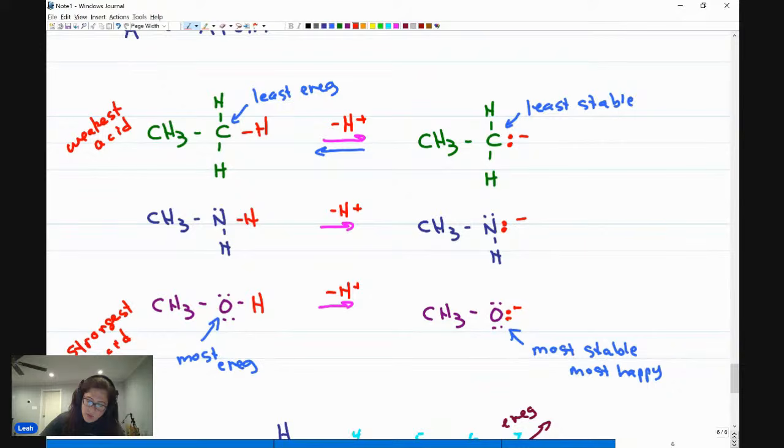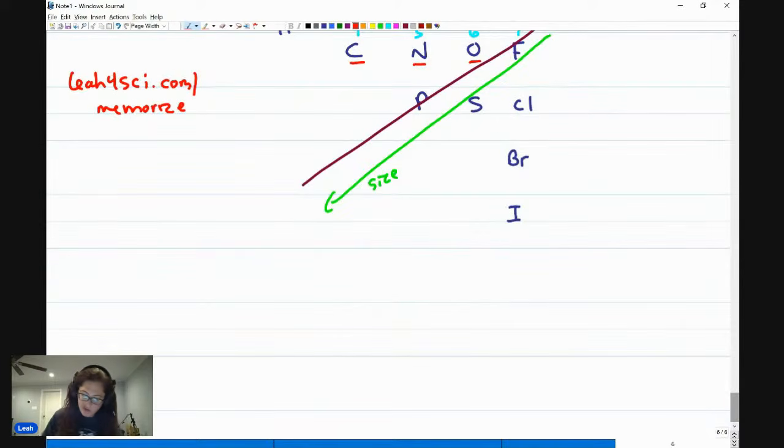So again, even though the neutral ones you cannot tell, if the conjugate is happy, it's likely to form. Weakest acid, strongest acid, simply by looking at the products. Does this make sense in terms of how we compare and how we rank them? And your professors may give you the question in this form, or you can see the same exact question written out like this.